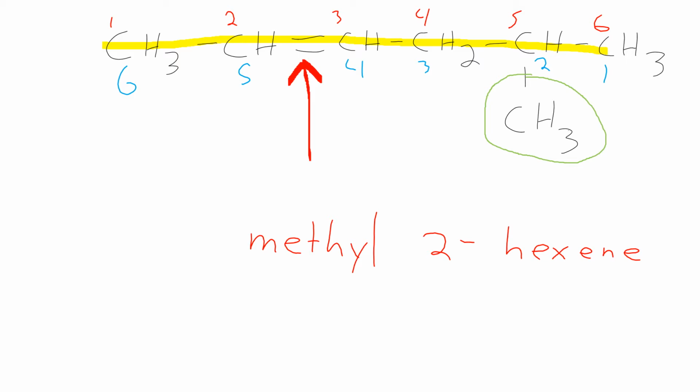Remember, once you choose a numbering system, you are locked into that numbering system. Because we chose red, everything else is based off of red. The blue numbering system doesn't really exist anymore. So we got locked into this red numbering system. Where is the branch located in this red numbering system? It's located at position 5. So we will have 5-methyl-2-hexene for our name.